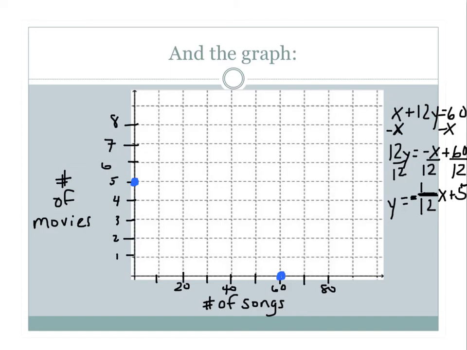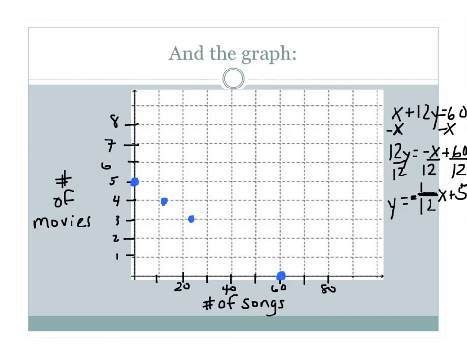Okay, so I want to find some ordered pairs in between. So down 1, right 12. So down 1 would be 4 movies, right 12 would be 12 songs. So that would be about, say about right there. All right, down 1 over 12. So that would be down 1 would be 3 movies, and we'd be going up to 24 songs, not quite halfway from 20 to 30.